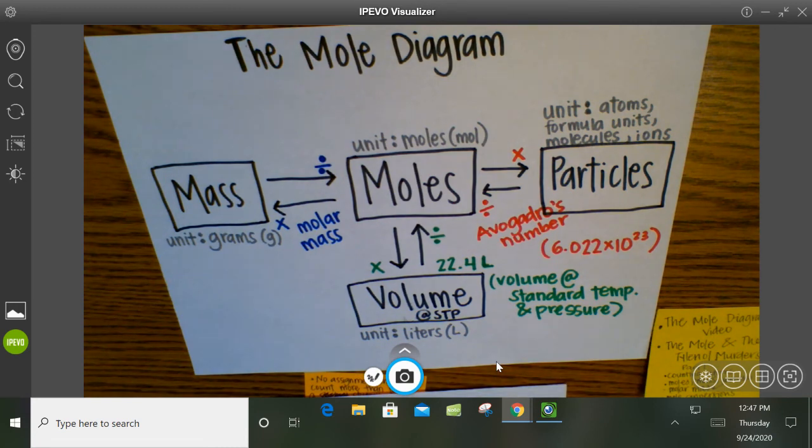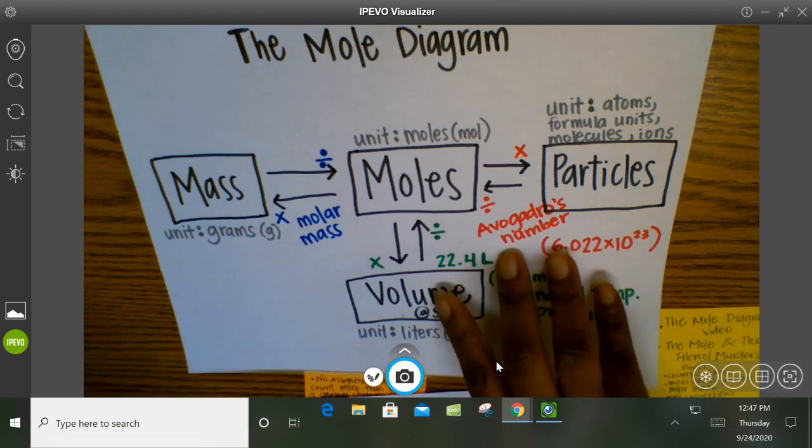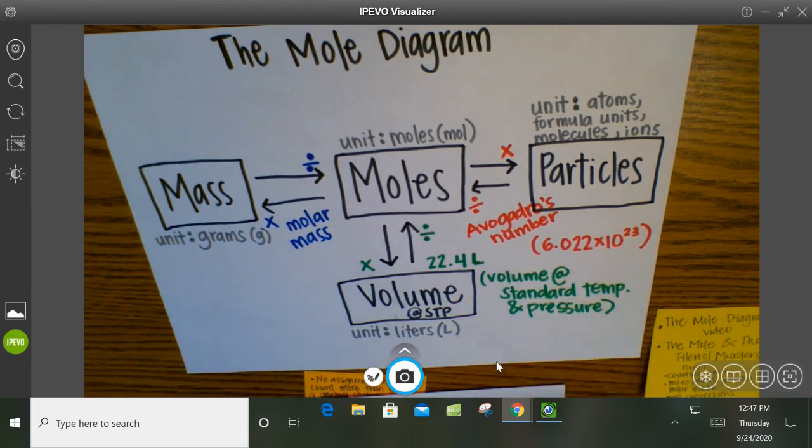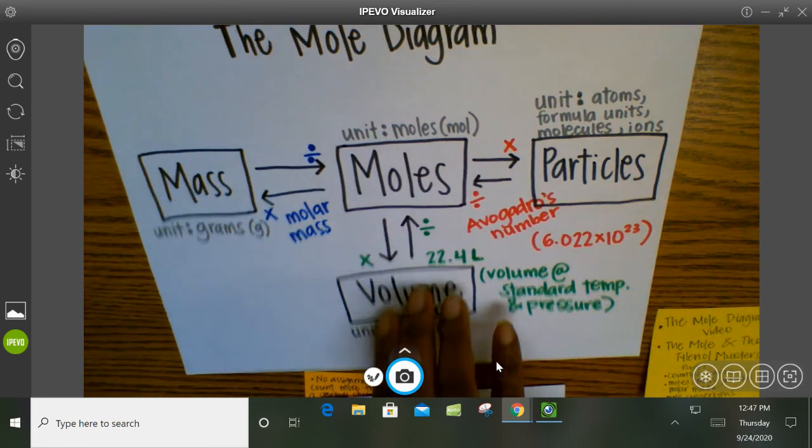Let's look at our first problem. Unfortunately, I am going to have to take this out. If you have not copied this, go ahead and get a copy of this in your notes and use this as we're working the problems.